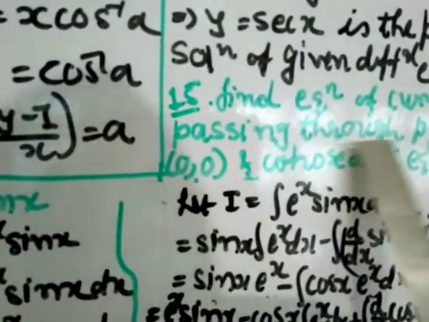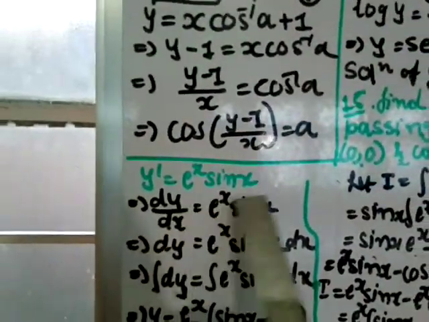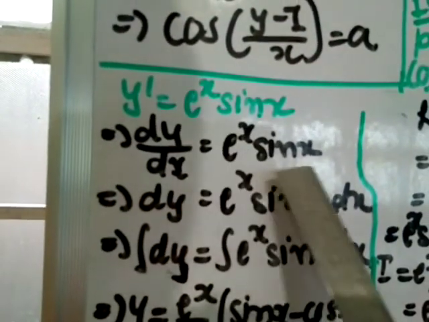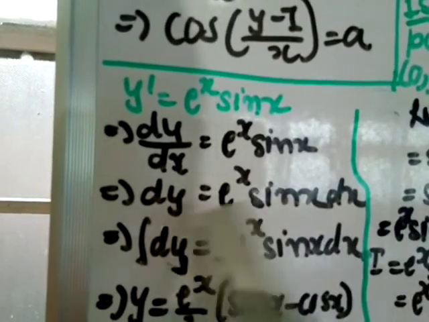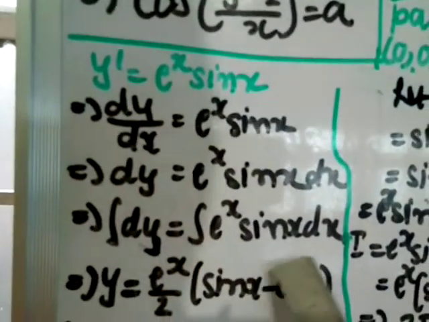Question number 15: find the equation of the curve passing through the point (0, 0) and whose differential equation is given as y dash = e power x sin x. Y dash can be written as dy/dx = e power x sin x. Transfer dx here, you get dy = e power x sin x dx. Integrate on both the sides, integral dy = integral e power x sin x dx.